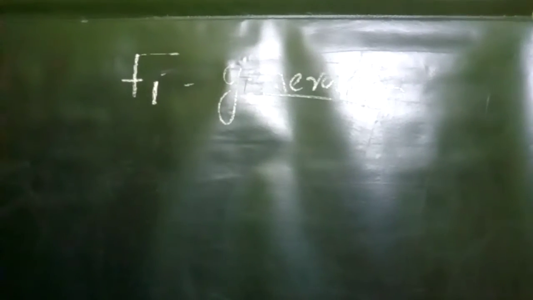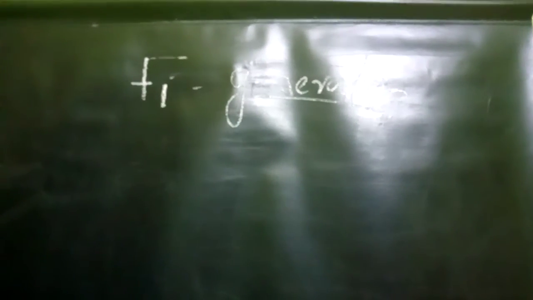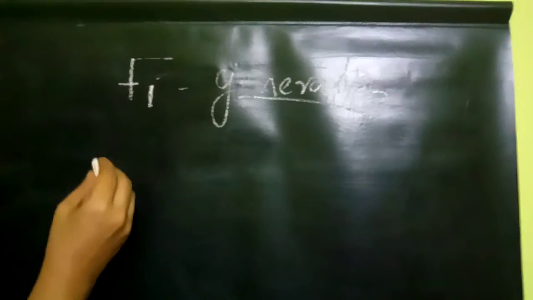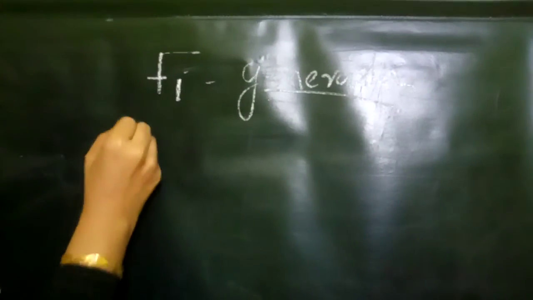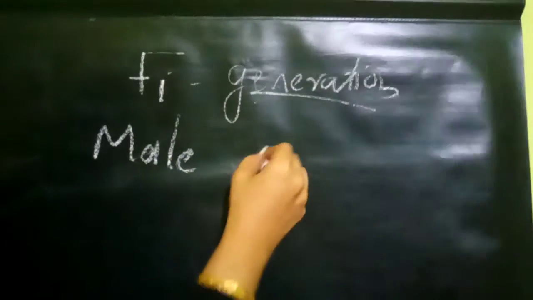So again, what happened to this dwarfness? What happened to this dwarf character? So again, he conducted crosses to know what happened to the dwarfness. He selected two plants from the F1 generation, the first generation, not from outside. In the F1 generation a number of plants are there, and all the plants were tall. So he selected one male and one female plant from the F1 generation.